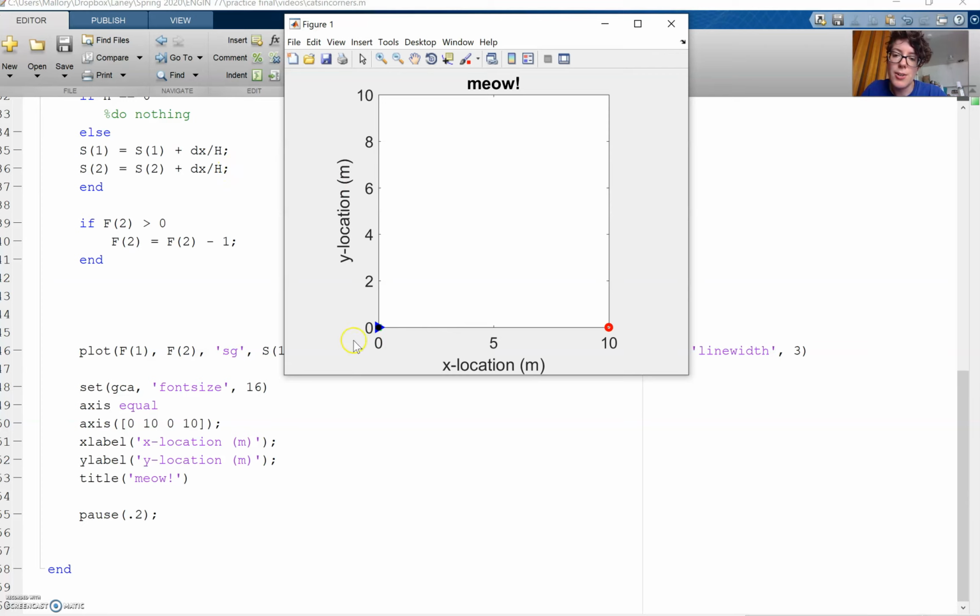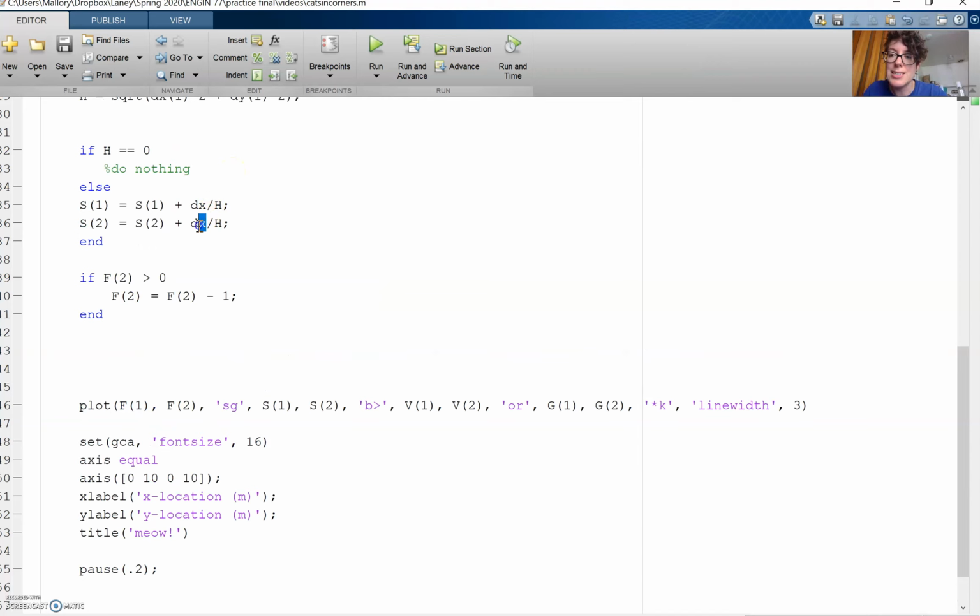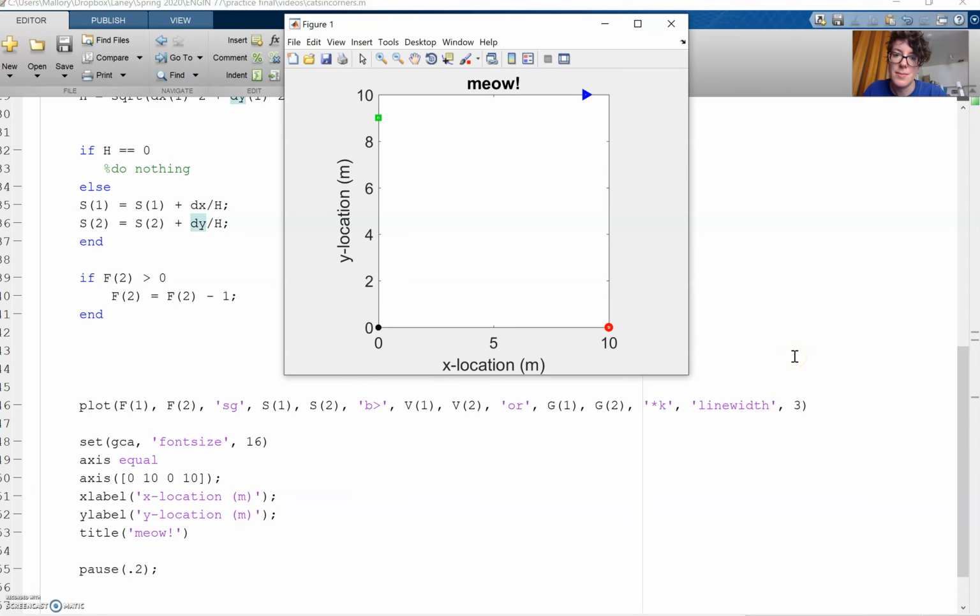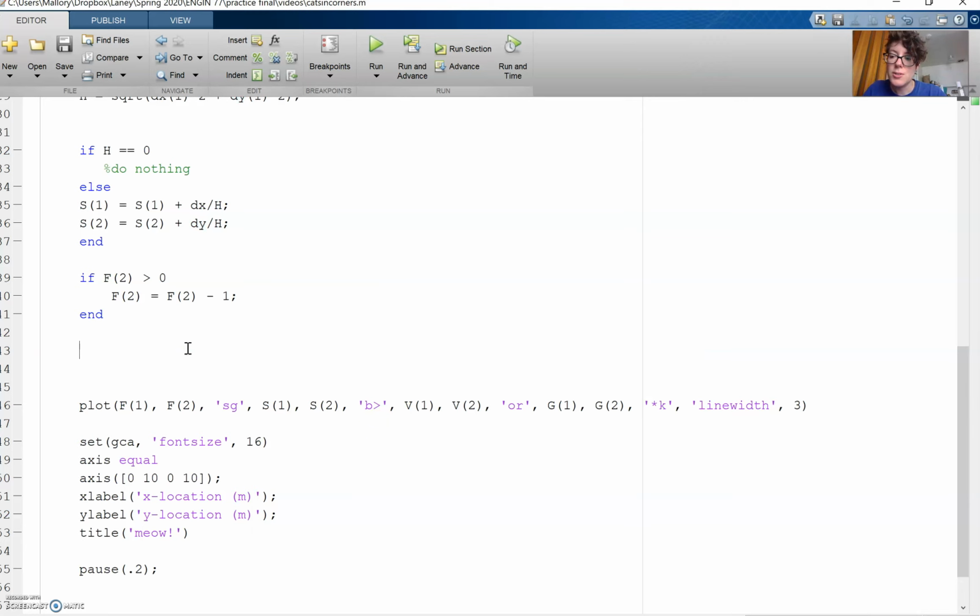So one thing I noted was that it looks like dx or dy, or how I'm changing my location of S, is incorrect. So let's go back to the lines where I did that. I see here that I did dx divided by H, which I also wrote that incorrectly on my slides. So I've now made that mistake twice. Hopefully I do not make that mistake again. So that should be dy divided by H. Let's run. So this looks much better where that blue triangle is chasing our green square. That looks great.